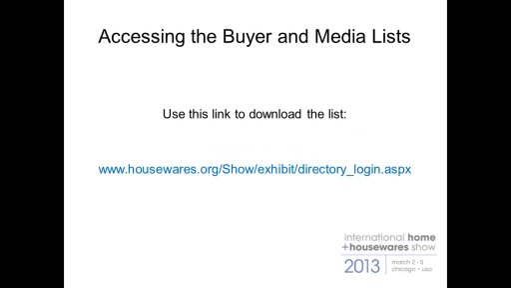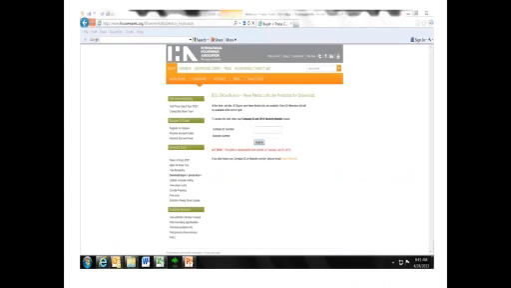Many of you already have done this, but if you haven't, this is the link at which you download both the buyer list, U.S. and non-U.S., as well as the media list. When you arrive there, this blurry picture is the page that you'll be looking at.